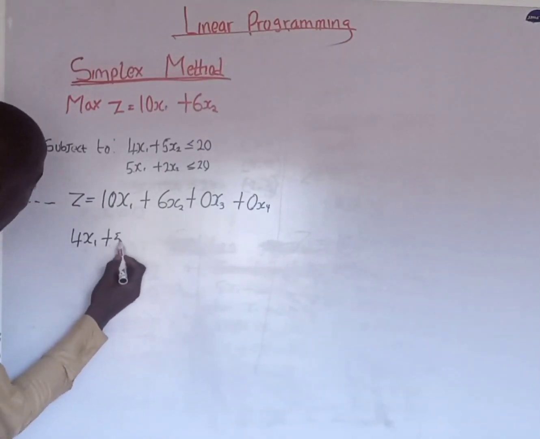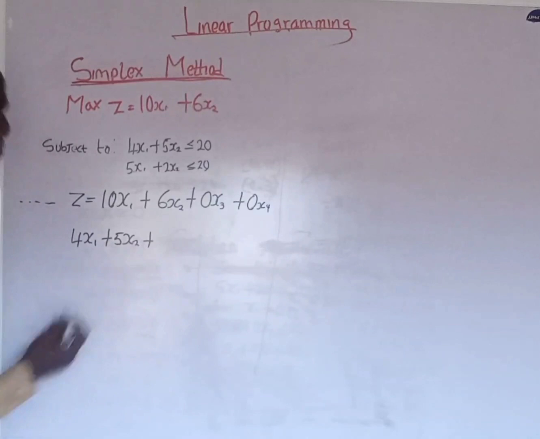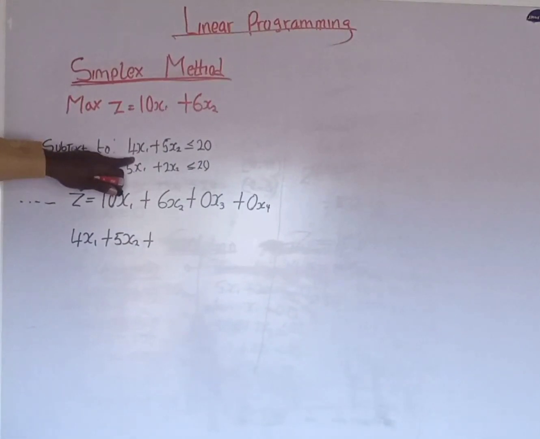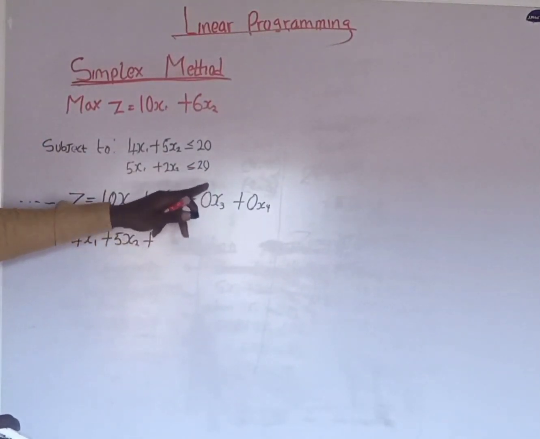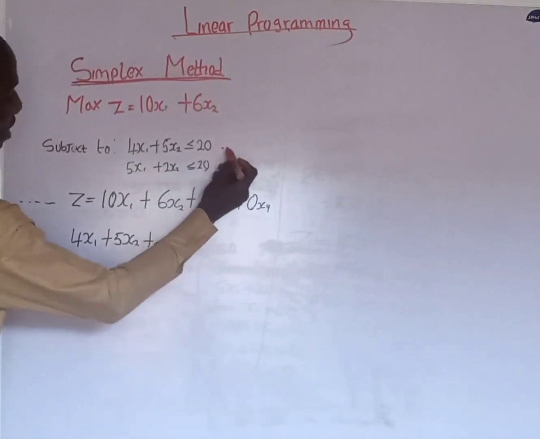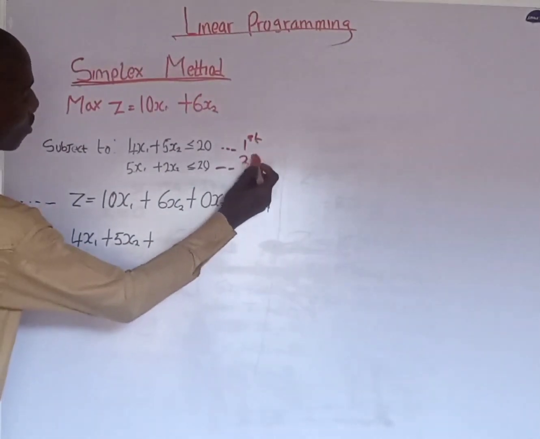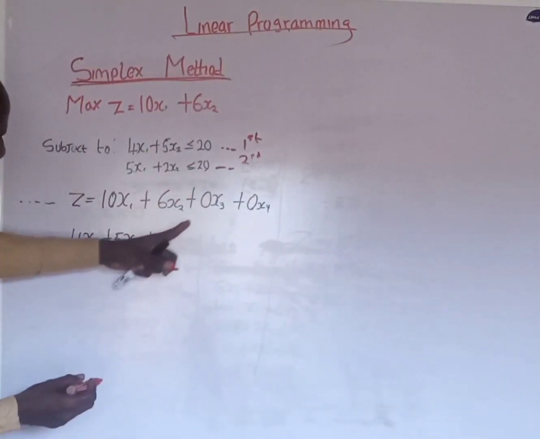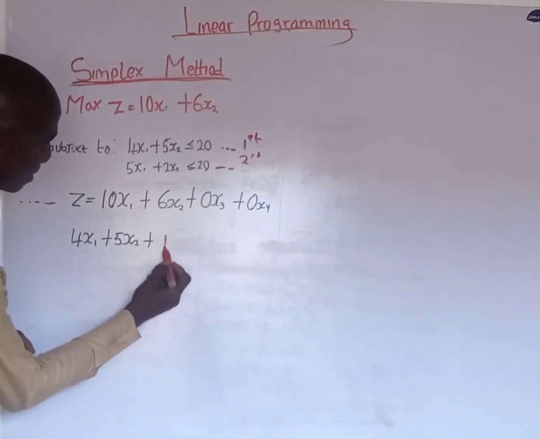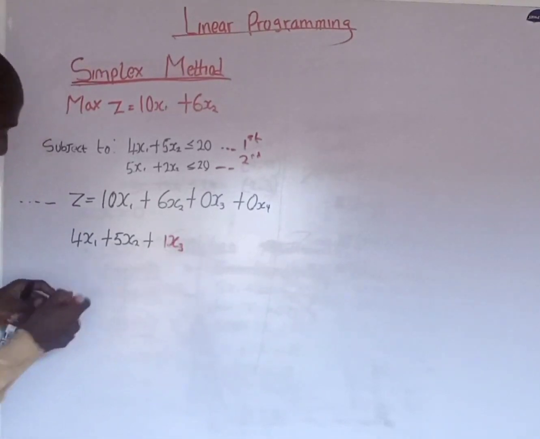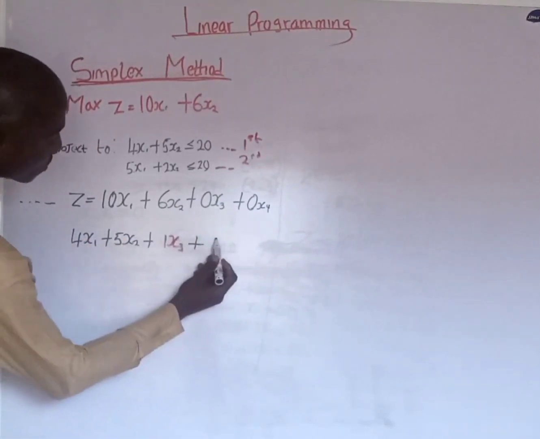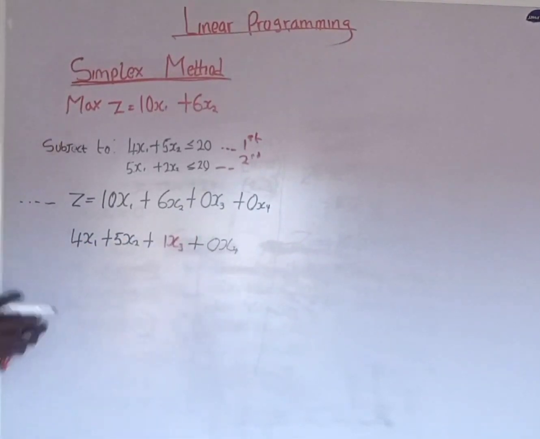4x1 plus 5x2 plus, for the first constraint, the coefficient of your slack variable will be 1. This is the first constraint, don't forget, and this is the second constraint. For the first constraint, the coefficient of your slack variable will be 1. So I'm going to be having 1x3, then plus 0x4. That's it.